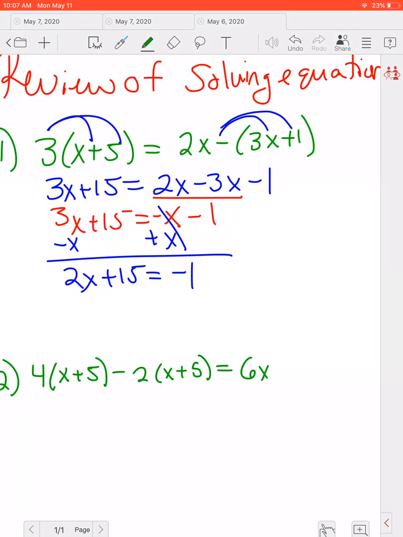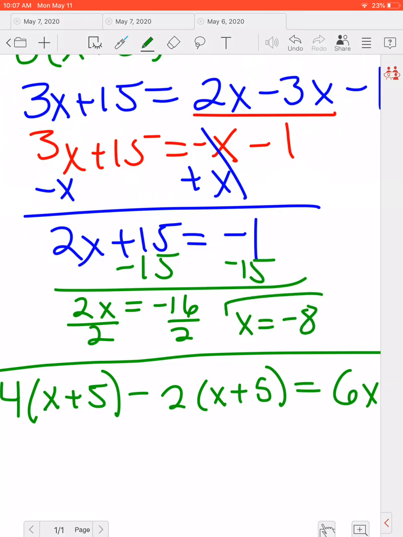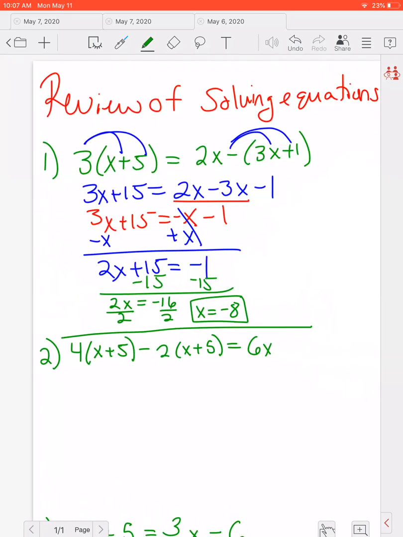Now I want to go ahead and move my constants together to get my variable by itself. Remember, our question is what is stopping it from being by itself? So we're going to have 2x equals negative 16. We're going to divide both sides by 2 to get x by itself, so x is going to equal negative 8. And again, I could go ahead and plug in negative 8 for all of my x's and see what I get and see if both sides are equal, then I know for sure it is my correct answer.